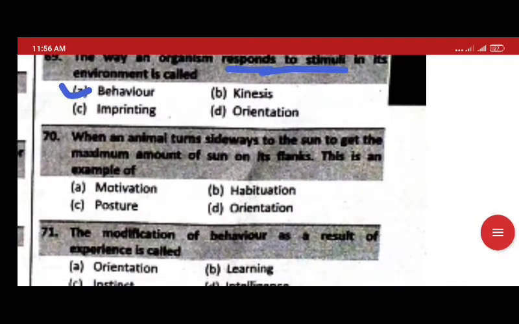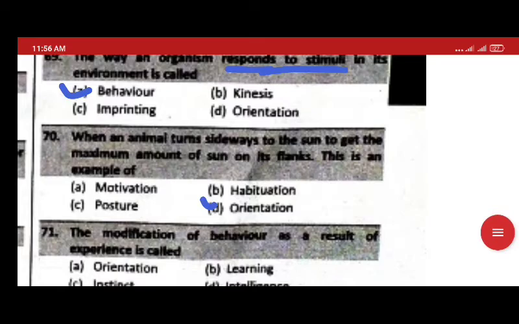Same. Now 70 number. In 70 number we have a question: when an animal turns sideways to the sun to get the maximum amount of sun on its flank, this is the example of. So sideways is called orientation, as we read in klinotaxis type of taxis.